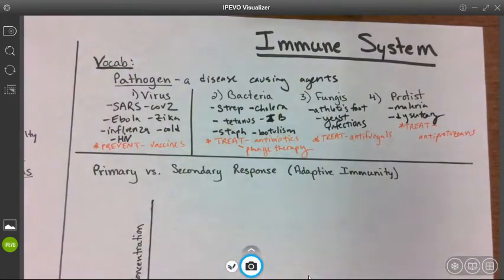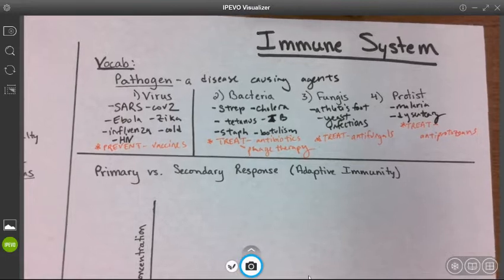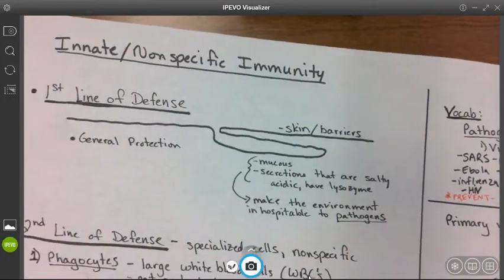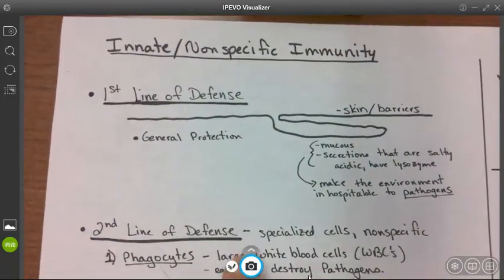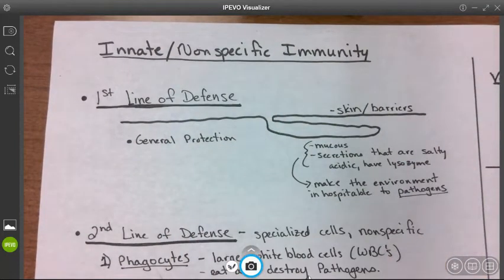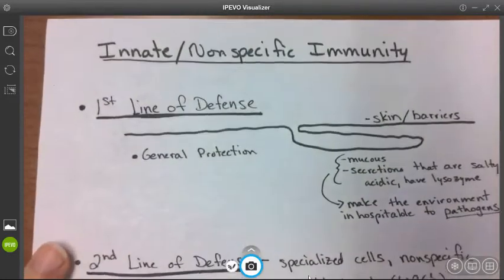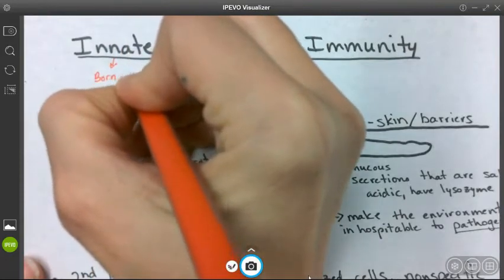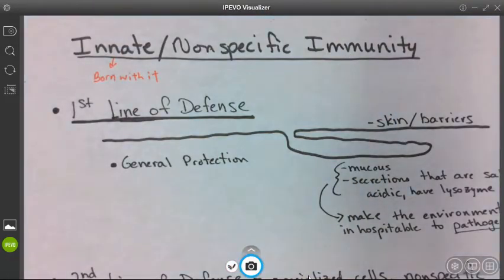So all these pathogens infect our bodies, and we have different lines of defense to fight off this infection. The two lines of defense that will be covered in this video are the first and second line of defense. The first and second line of defense fit into a category called innate nonspecific immunity. Innate means we are born with it. So this is the immune response we're born with. And nonspecific means it's not specific to one type of pathogen, and it won't really improve with repeated exposure.